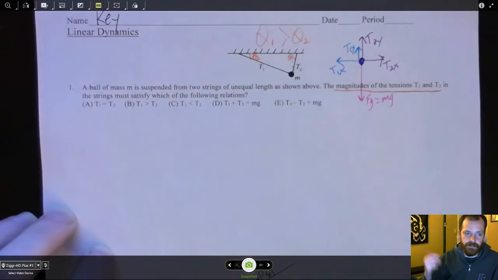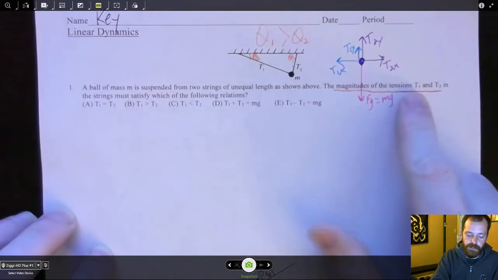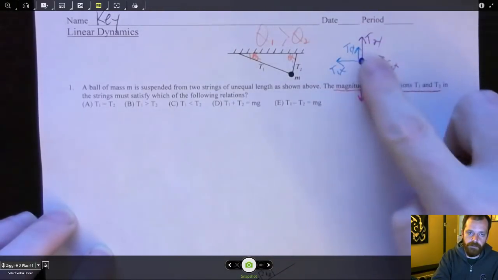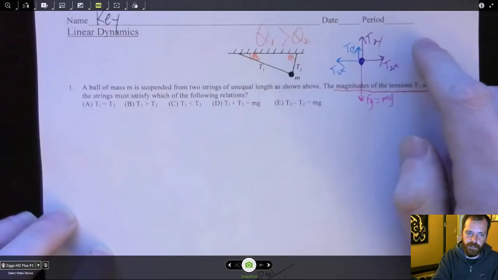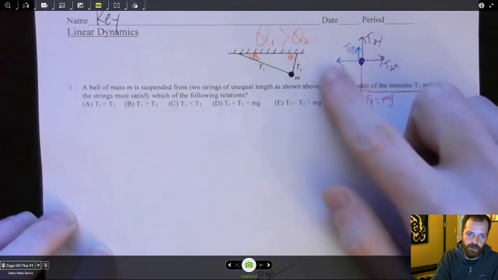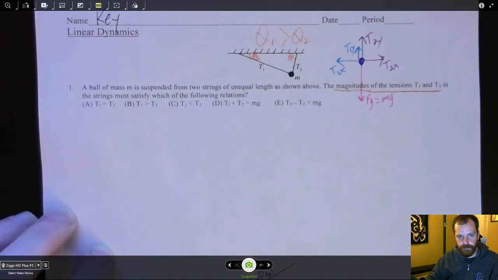So let's go down the line of these answer choices and let's think this through. Okay, so what it's asking us is the magnitude of the tension. So the overall tension, both components together, compared to the overall tension of T1. So the first one is T1 is equal to T2. That's what A is saying.